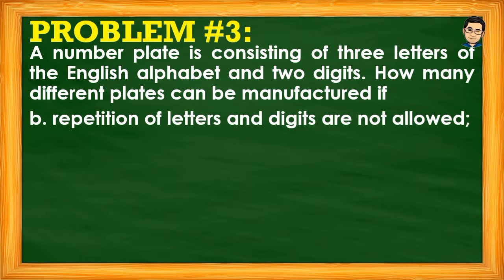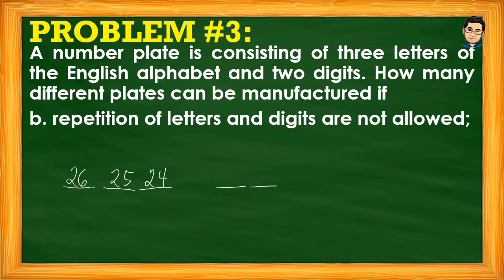So for letter B naman, what if repetition of letters and digits are not allowed? Okay. So dito naman, bawal umulit yung mga letters saka numbers. So ganun pa rin, 3 spaces for letters and then 2 spaces for numbers or digits. So, since repetition of letters and digits are not allowed, ang gagawin natin sa letters muna, 26, and then 25, and 24.